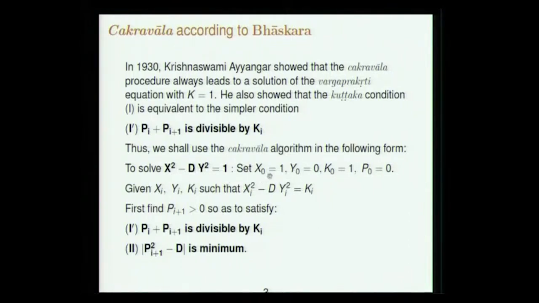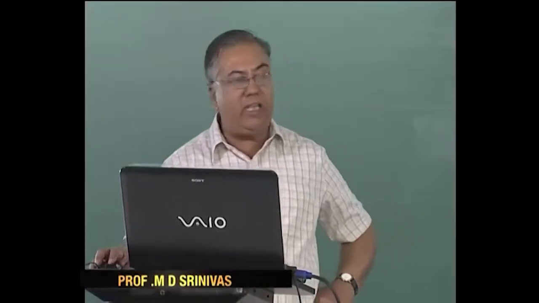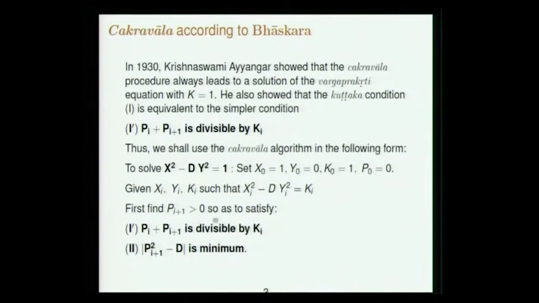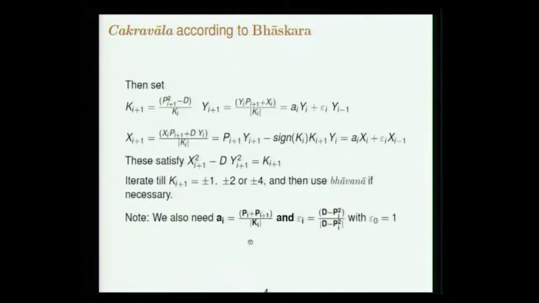So, you start with initial values x_0 is equal to 1, y_0 is equal to 0, k_0 is equal to 1, p_0 is equal to 0. In any step, with x_i, y_i, k_i such that x_i squared minus d y_i squared is equal to k_i, find the p_{i+1} such that these two conditions are satisfied: p_i plus p_{i+1} is divisible by k_i, and p_{i+1} squared minus d is minimum. Then once p_{i+1} is found, you can find y_{i+1}, k_{i+1} and x_{i+1}, and for that use this auxiliary quantity a_i, whose significance we will see in a minute.